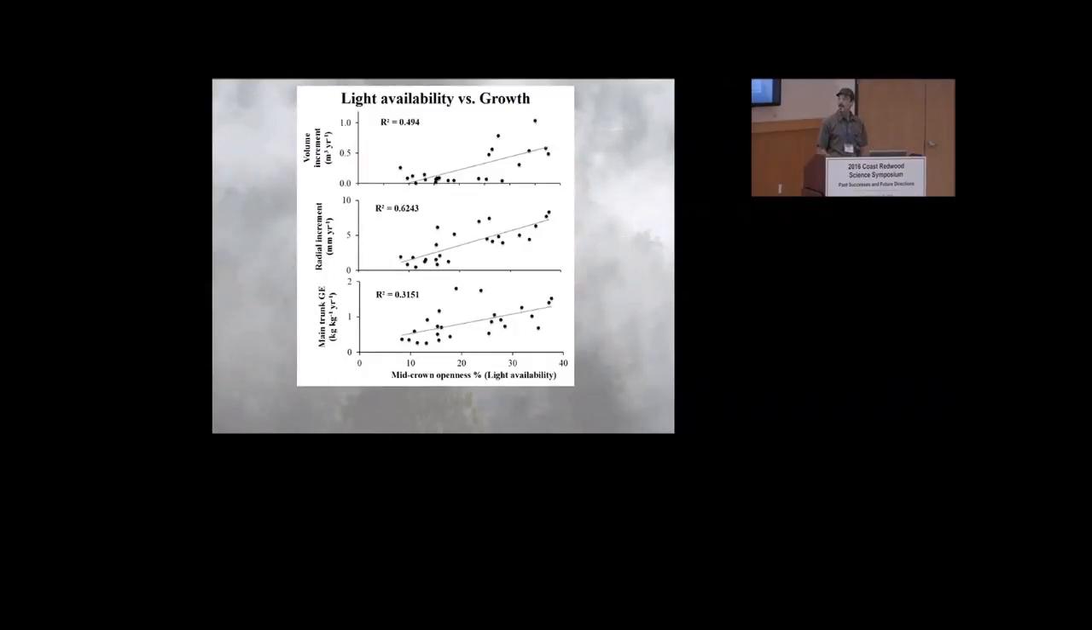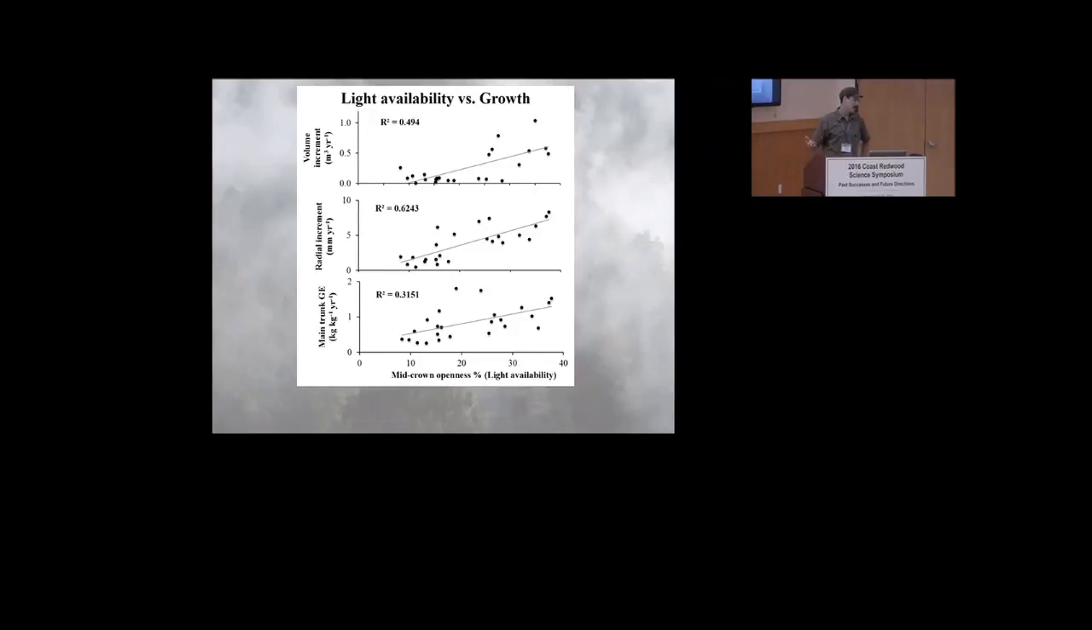So here's how the three growth responses are affected by light availability. Notice there's a correlation among all three. Radial increment has the highest R squared. And even though our study included trees between 20 meters in height and 70 meters in height, light availability alone was able to explain half of the variation in growth. And part of that's because light availability and above ground vigor came out to be correlated.